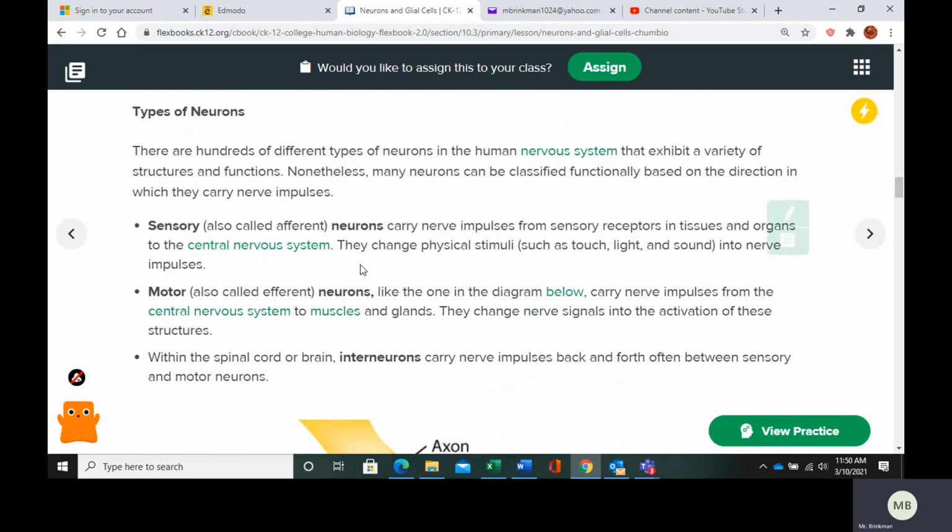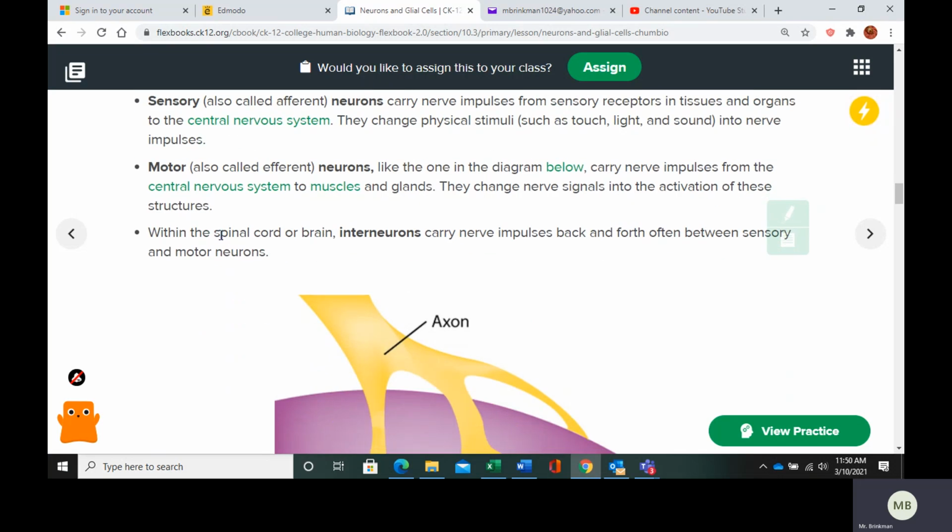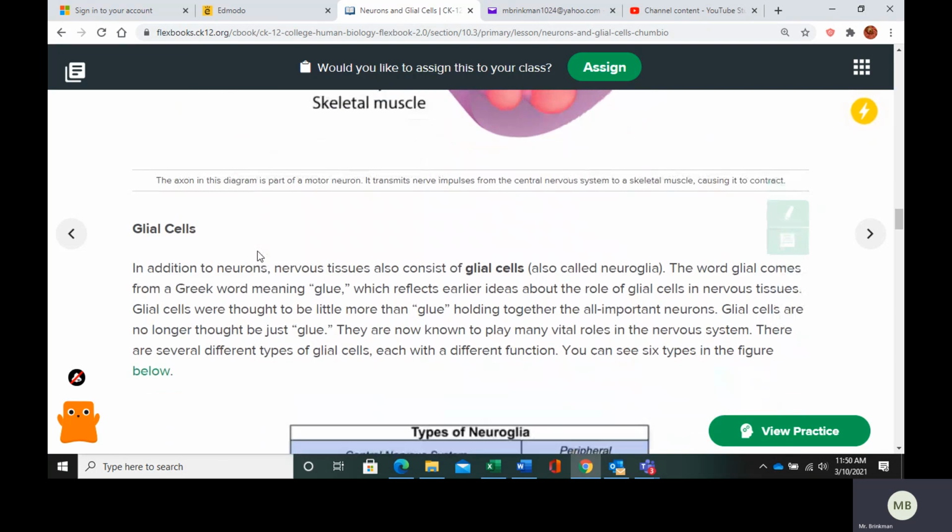So types of neurons. There are several different types of neurons in the nervous system. We have sensory neurons. These carry nerve impulses from sensory receptors in the tissues and organs to the central nervous system. All right. Motor neurons carry nerve impulses from the central nervous system to the muscles and glands. And then in the spinal cord and brain, we have interneurons that carry nerve impulses back and forth between the sensory and motor neurons. Right?